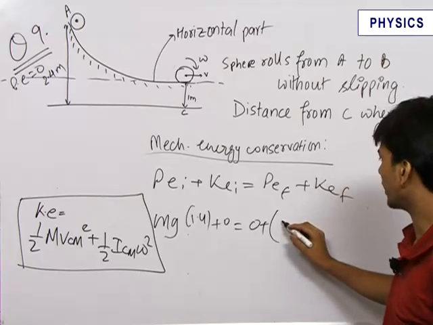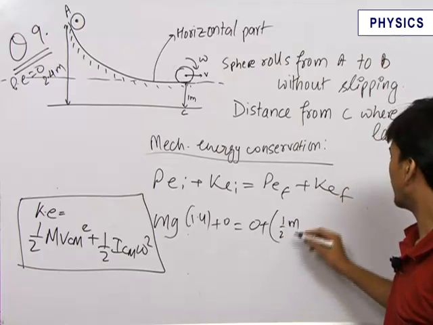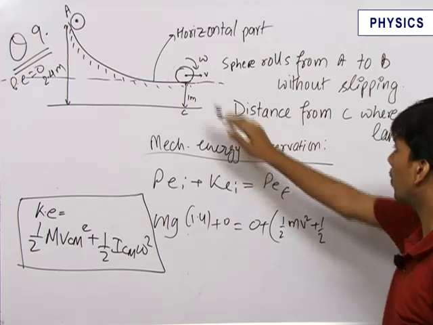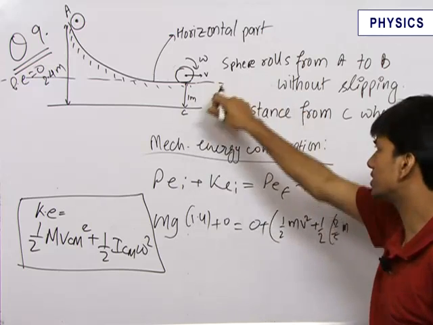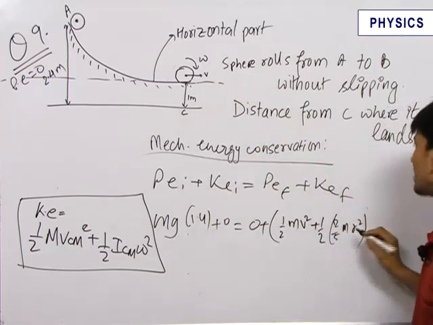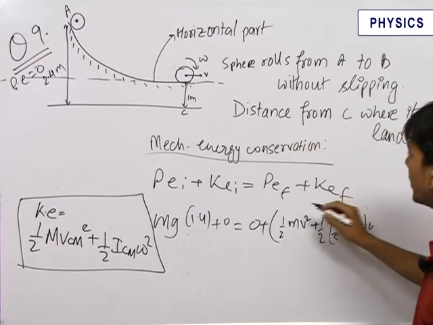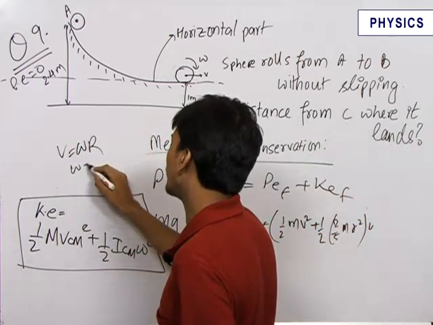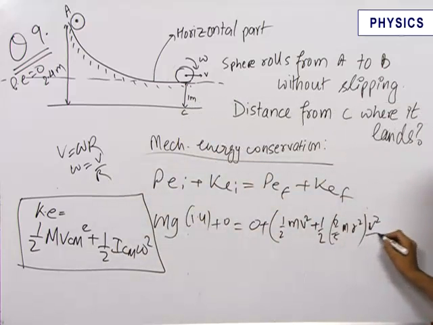So we apply this formula here: half into the mass m into v square plus half I_CM. The moment of inertia of a solid sphere about an axis passing through its center is 2 by 5 mR square, R is the radius of the sphere, into omega square. Now omega can be written as V upon R because it is doing pure rolling. Therefore V is equal to omega R, omega is equal to V upon R. Omega square is equal to V square upon R square.